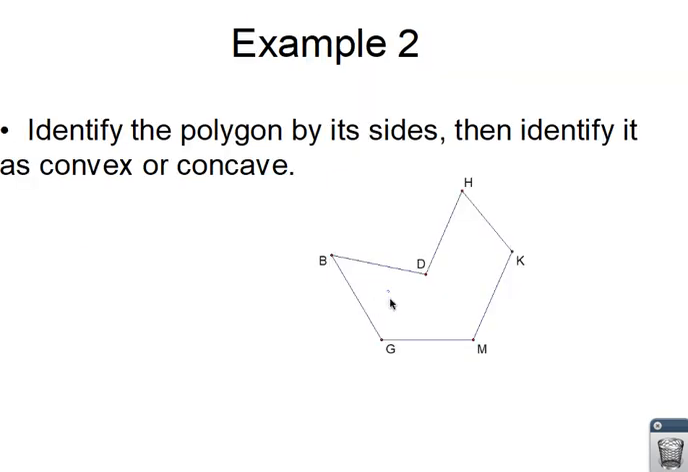Alright, so let's name this, and we're going to identify it as convex or concave. So we count up the sides first. We go 1, 2, 3, 4, 5, 6. So it's a hexagon. And it's concave because it caves in.